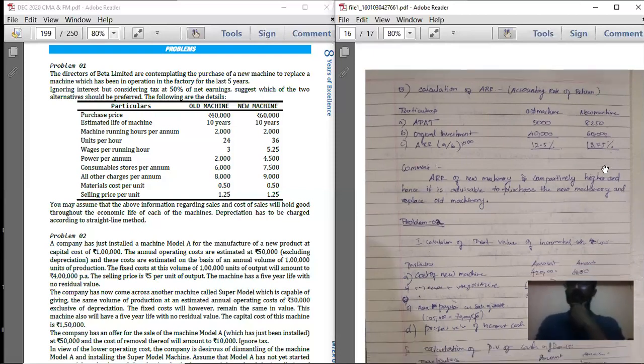Below that record comment: ARR of new machinery is comparatively higher, and hence it is advisable to purchase the new machinery and replace the old machinery. Okay, done. With this, we have completed problem number 1.